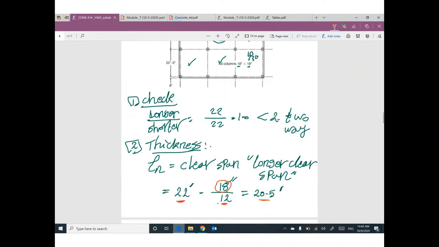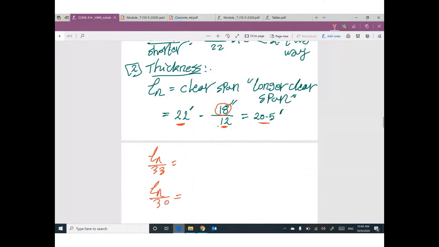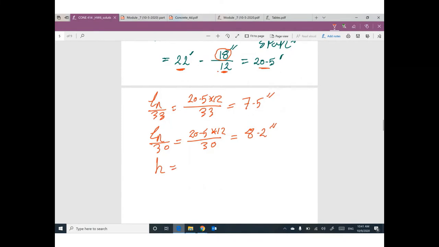LN divided by 33, how much? LN divided by 30, how much? This one will be 20.5 times 12, divided by 33, 7.5 inch. This one, 20.5 times 12, divided by 30, how much? 8.2 inch. My final decision for this slab, probably 8.5, probably 9, probably 10. That's fine. This one is okay, this one is okay. But please don't go below these values. So I'm gonna use 8.5, will be good.